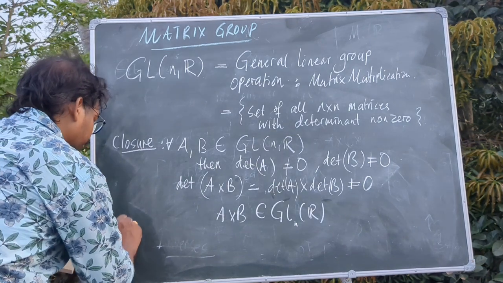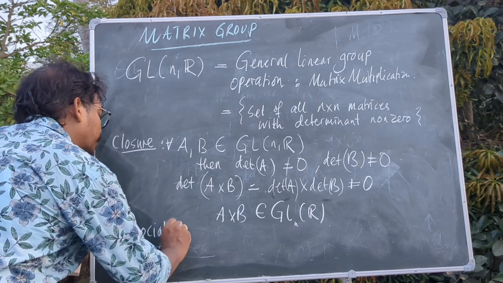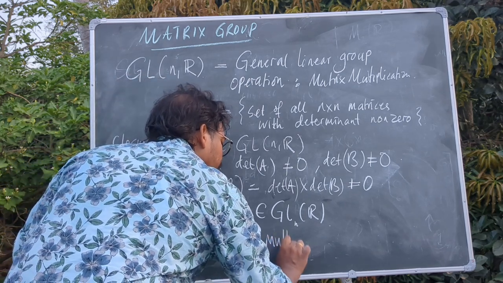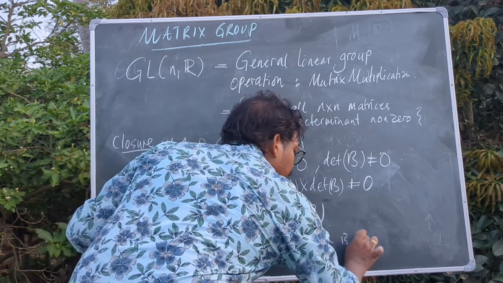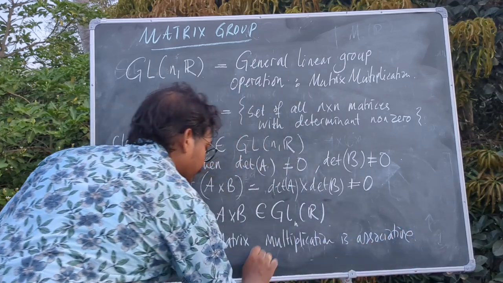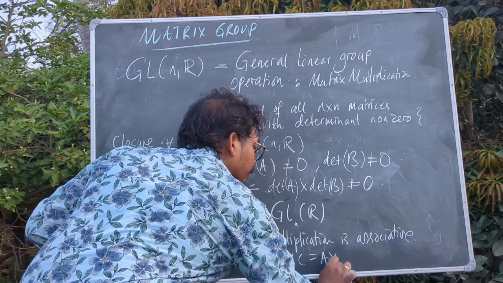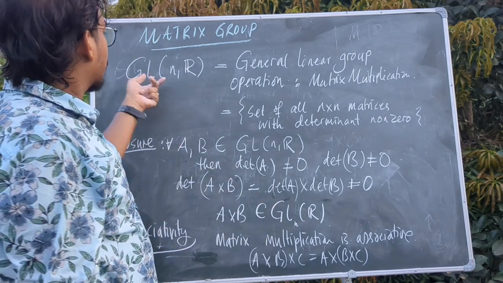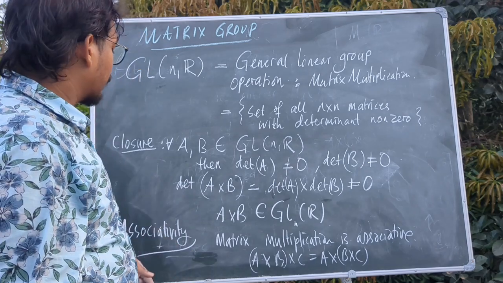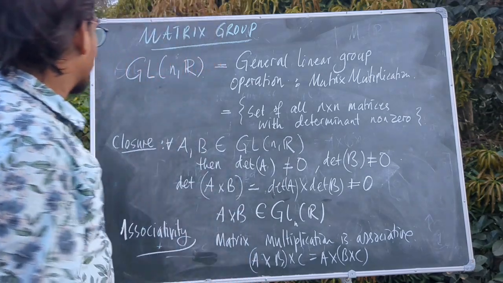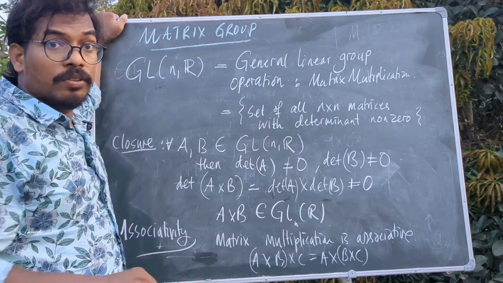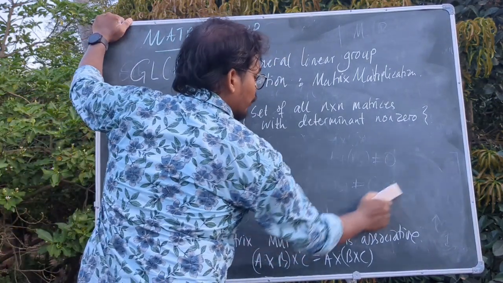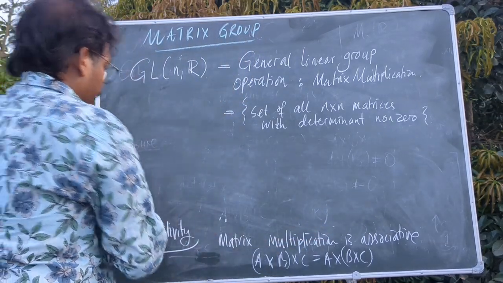What about associativity? Associativity will hold because matrix multiplication is associative. Take any three matrices. This happens for any three square matrices of order n. So this will also happen for matrices belonging to this set, matrices having non-zero determinants. So associativity will also hold. Now let us erase. Please note things. You can pause the video to note. Associativity. I will erase this line also.